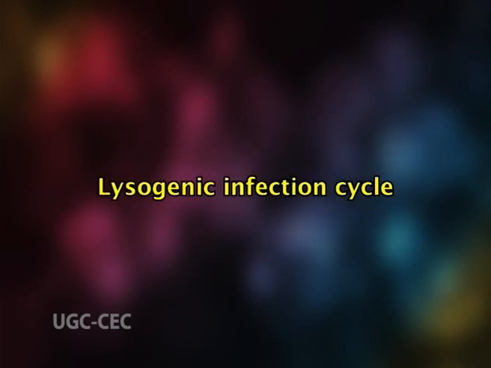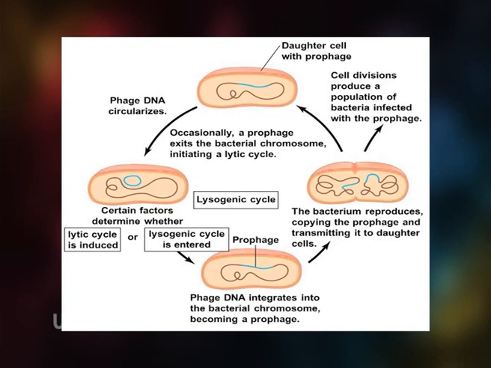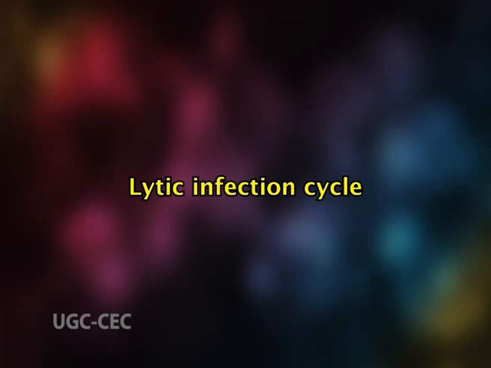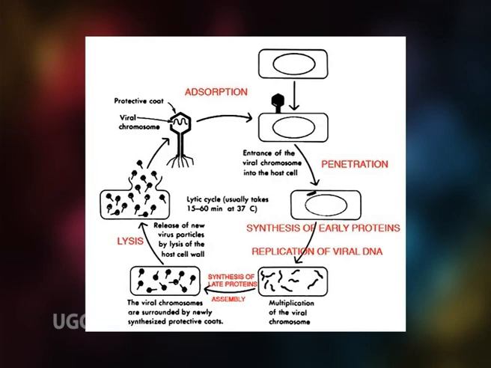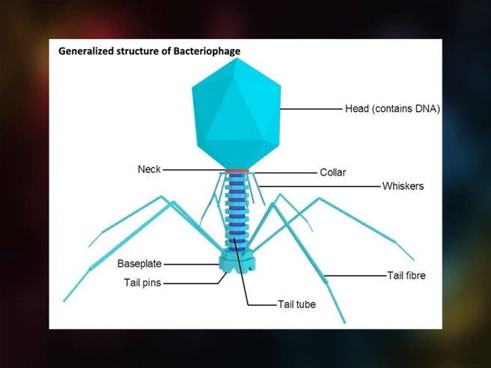First, we will discuss lysogenic infection cycle, the pattern of phage infection that involves integration of the phage DNA into the host chromosome, for example, lambda phage. And the lytic infection cycle is the pattern of infection displayed by a phage that replicates and lyses the host cell immediately after the initial infection. Integration of the phage DNA molecule into the bacterial chromosome does not occur. For example, T phages, T2 phages, T4 phages, T6 phages, etc.